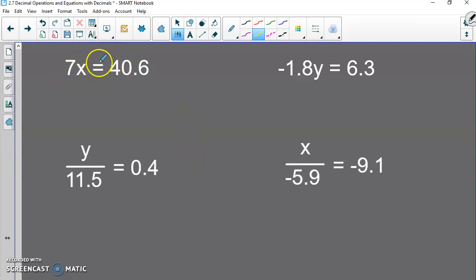Multiplication and division. With this one, you do the opposite to solve. So we're going to divide by 7. Divide by 7. X equals. Now we're going to have to do a little work here. So 40.6 divided by 7.